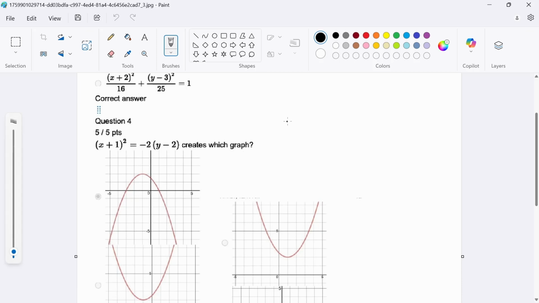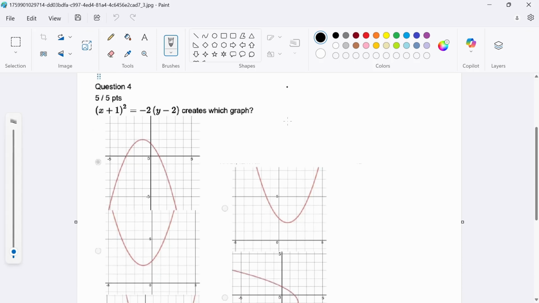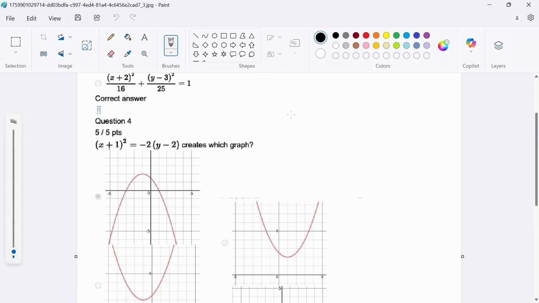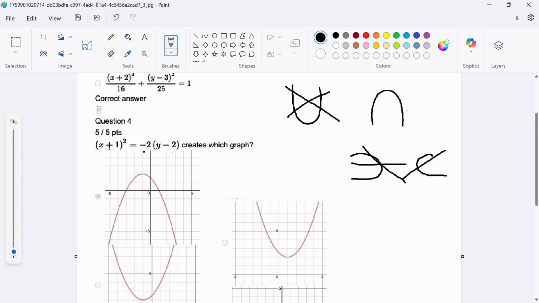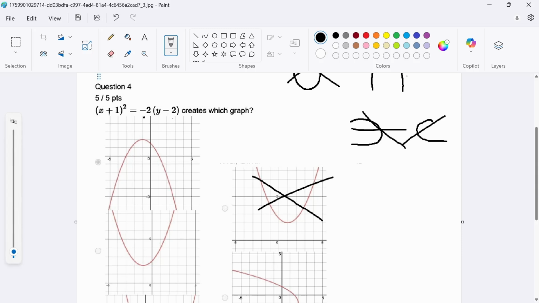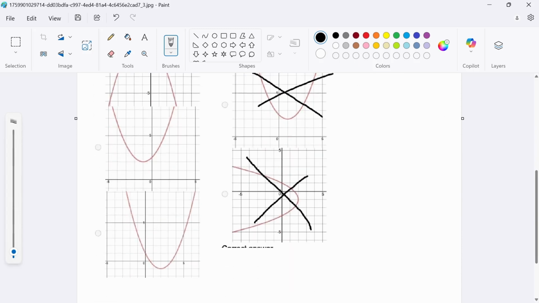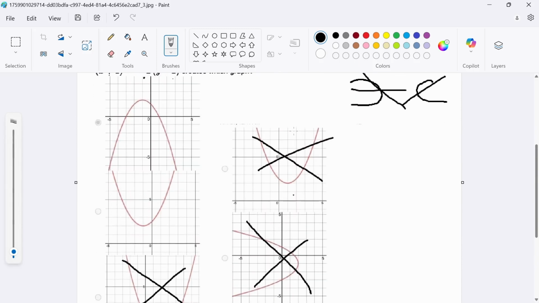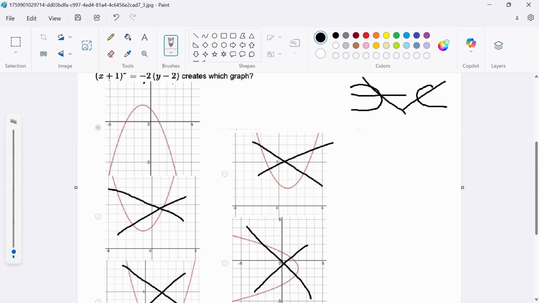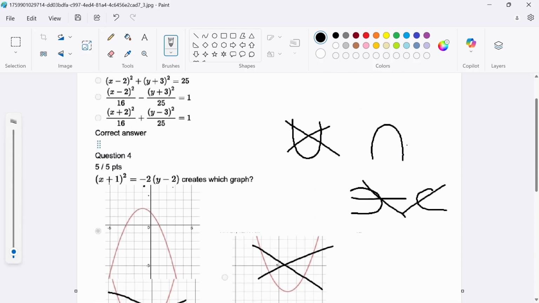Question 4, x plus 1 squared minus 2 times y minus 2 creates which graph? Well, first of all, I see the x is squared, so it's either going to be right side up or upside down. If the y was squared, it would be opening to the left or opening to the right. Now, since what's in front of this parenthesis is negative, it's going to be an upside down one. So that's what it's going to look like. So let's see. This one's out. That's right side up. This one's out. This one's out. This one's out. This is the only possibility.